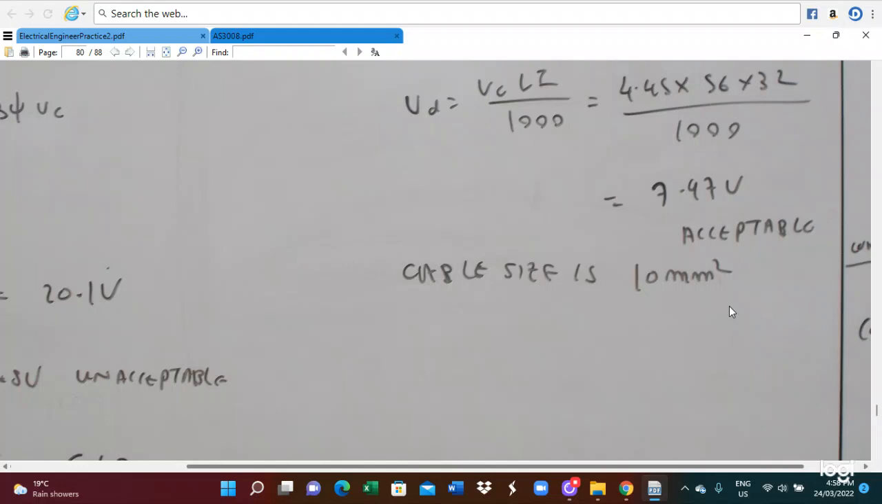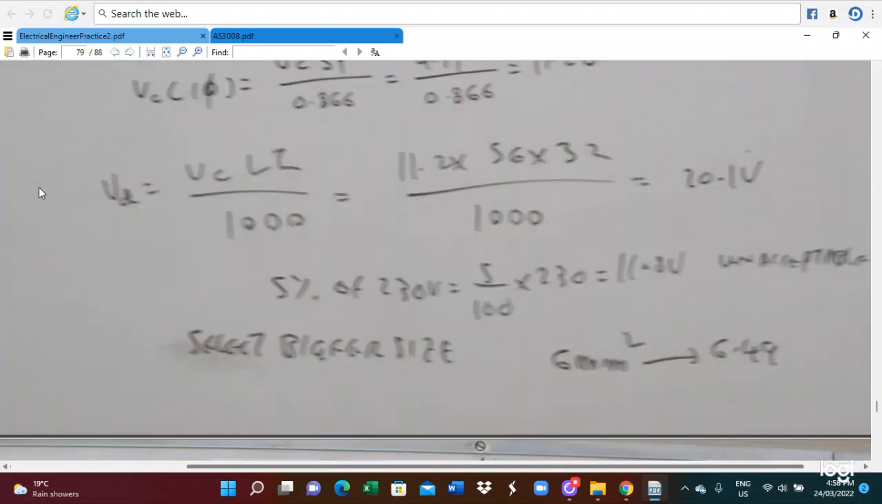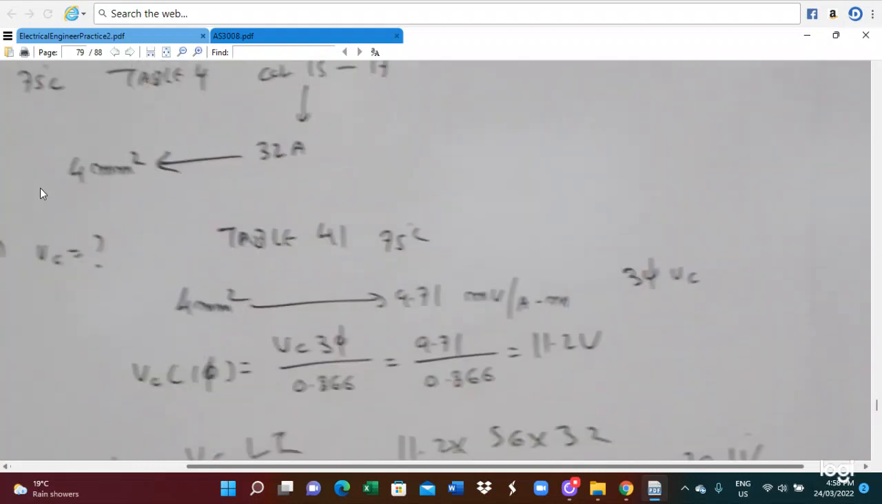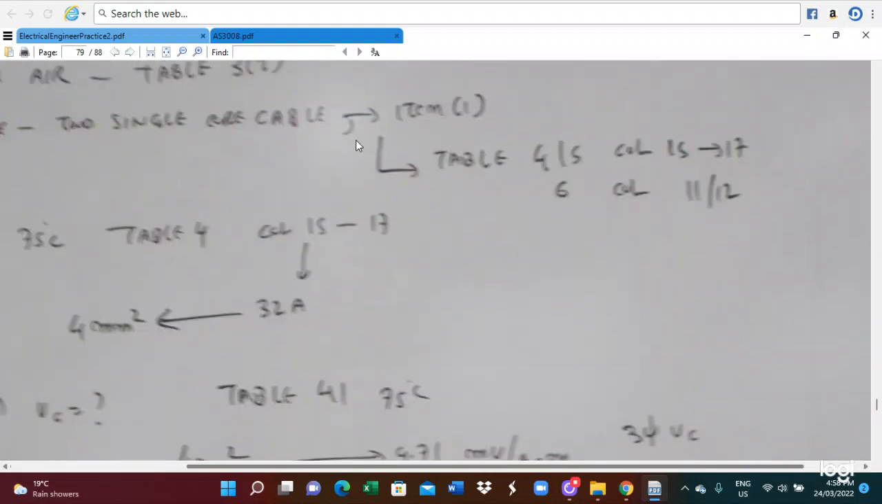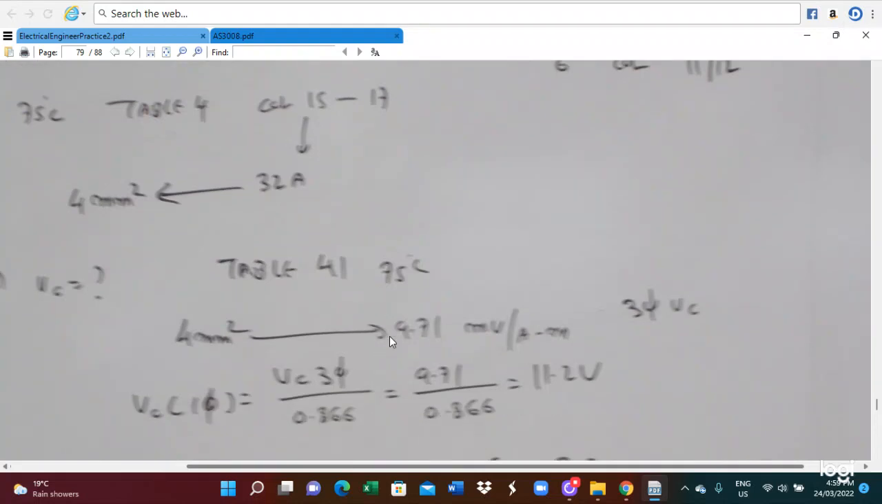So in this problem, we select the cable by using table 41. Tables are 456, and a 4 millimeter square cable, but by the adjustment with the voltage drop, this 4 millimeter square is not acceptable. Therefore, we have to select the bigger size.